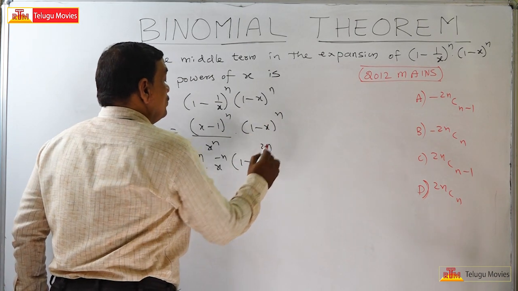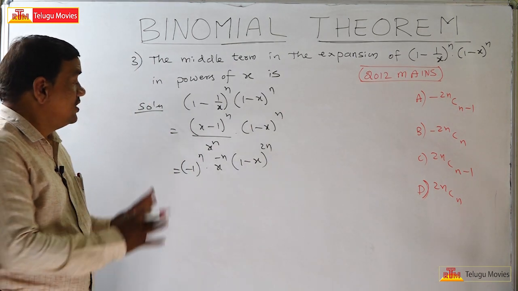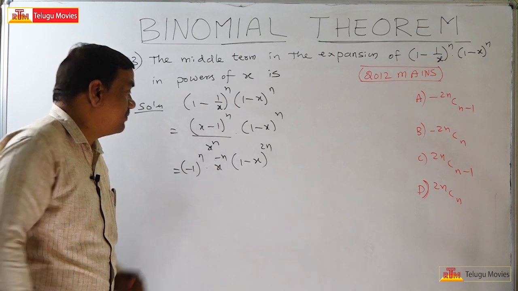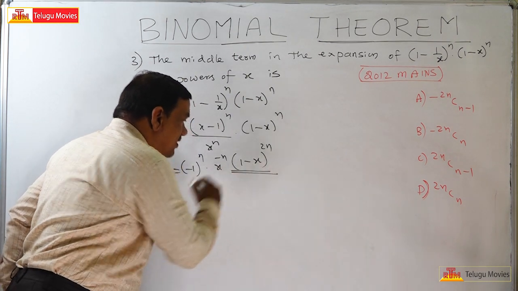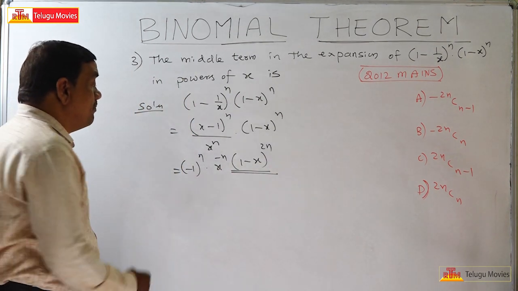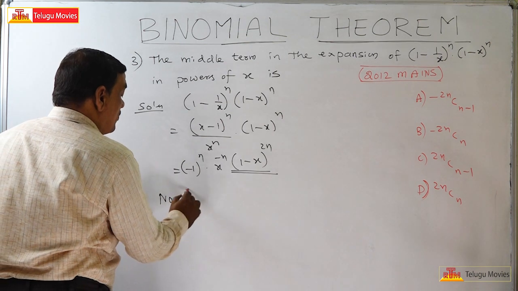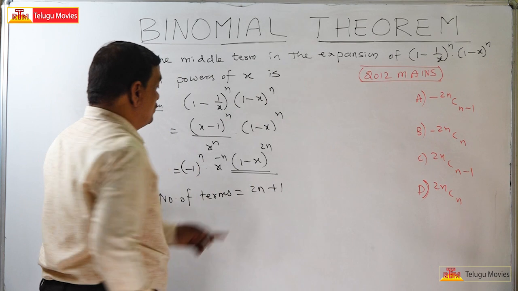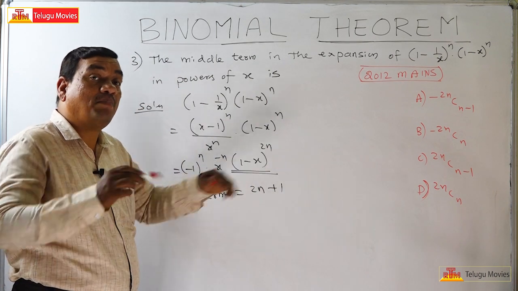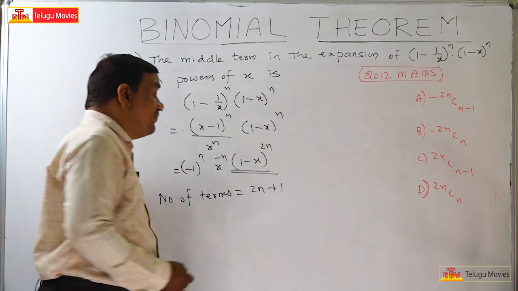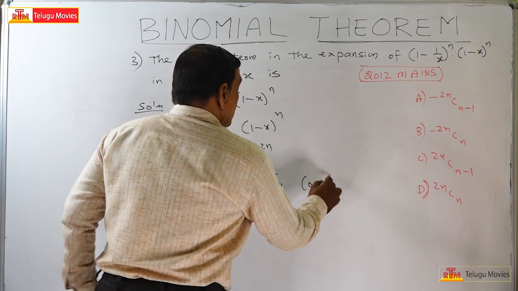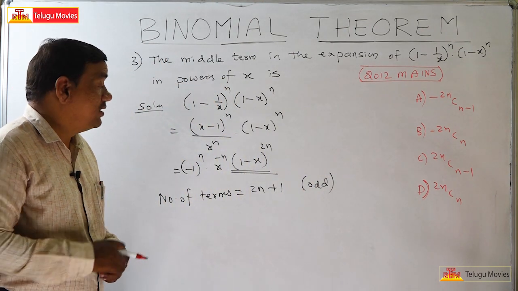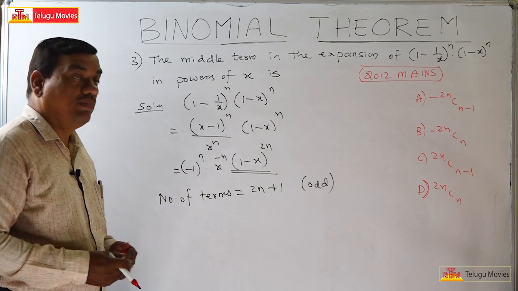So this is equal to 2n. Understand? So this is the expansion. You can leave this term and this term. Now this is the binomial. So the total number of terms in this expansion is equal to how much? 2n plus 1. Whatever may be the power, 2n plus 1 will come. Definitely this is an odd number. Why? Because 2n is always an even number. Therefore 2n plus 1 is an odd number.